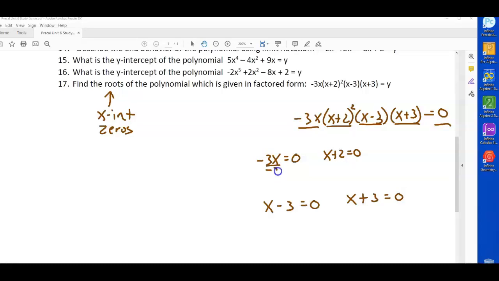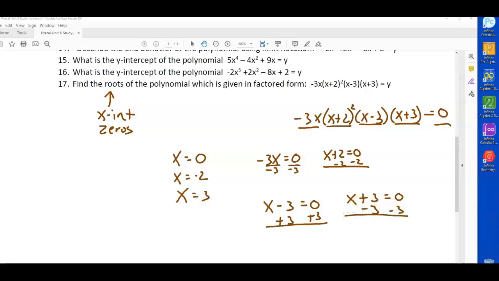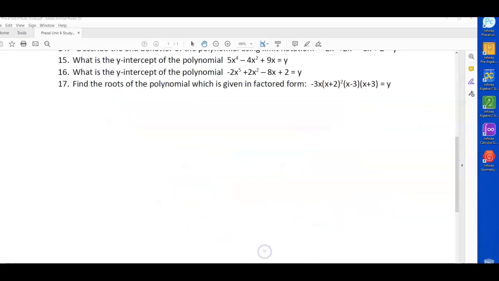So for the first one here, if I divide both sides by 3, I would end up with x equals 0. On this one, if I subtract 2 on both sides, I would end up with x equals -2. For this one, if you added 3 on both sides, you would get a positive 3. And for the last one here, if you subtract 3 on both sides, you're going to get -3. And those are my zeros, also known as the x-intercepts, also known as the roots. All right, let's go ahead and move on.